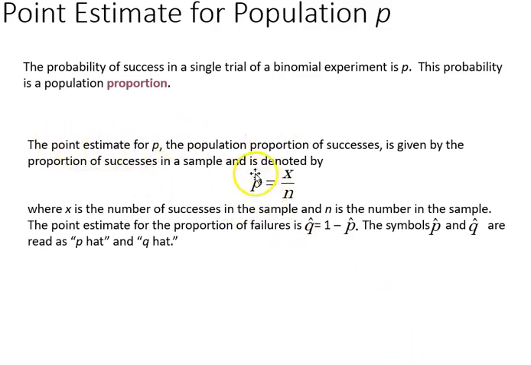So the sample proportion is our best point estimate for the population proportion, and the sample proportion is the number of successes over the number of trials, n, which is our sample size. And q, as we see down here, is the complement of p, because it's 1 minus p, and we know that p plus q have to equal 1 in a binomial experiment.